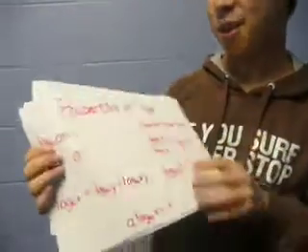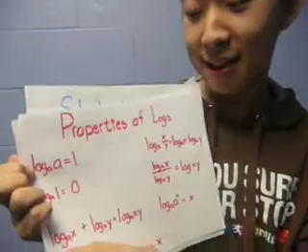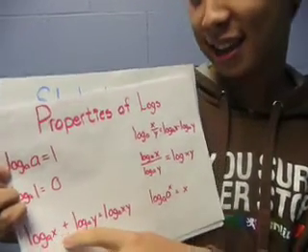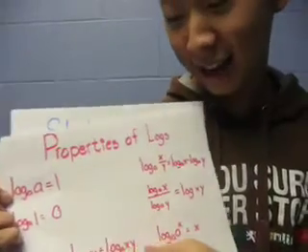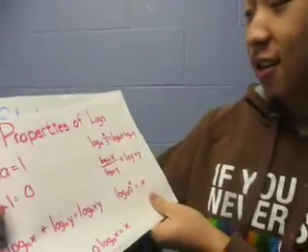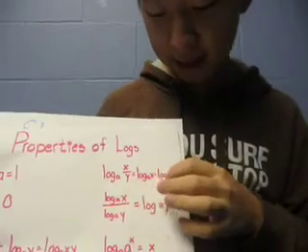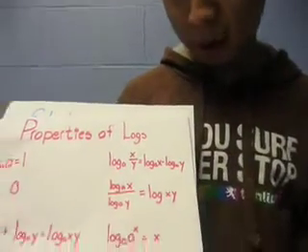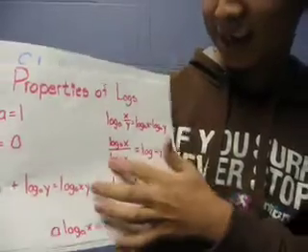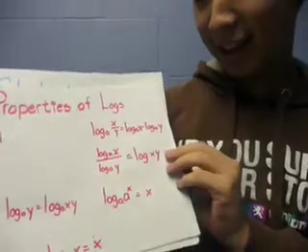Review about chapter 4. First is some basic properties of log. Log base a of a equals 1, and log base a of 1 equals 0, and log base a x plus log base a y equals log base a of xy. And then log base a of x over y equals log base a x minus log base a y, and the next one is log base a x over log base a y equals log x y.